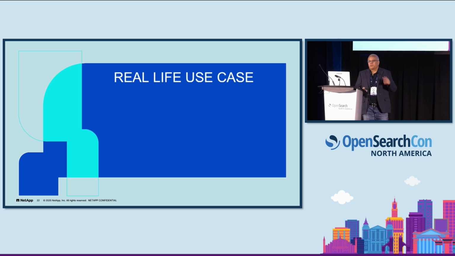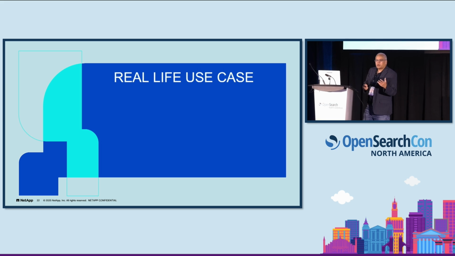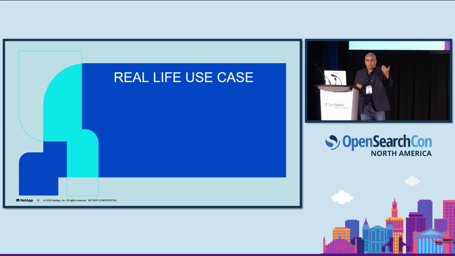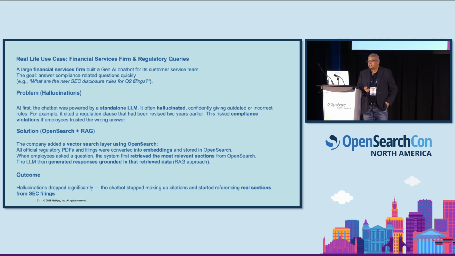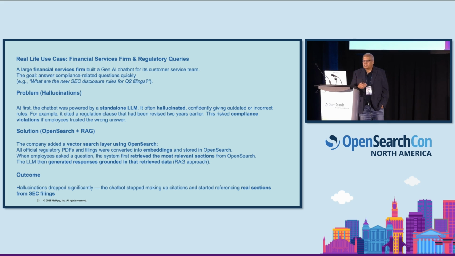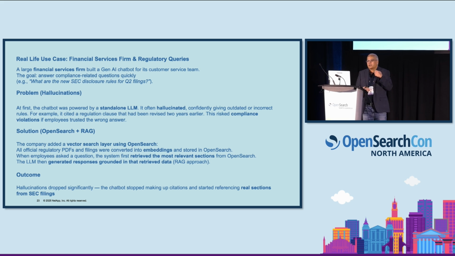So we talked about vector search, we talked about RAG, we talked about how we can combine vector search with the prompt and reduce hallucination. So here's a real-life use case. There was a financial firm, and they created a GenAI chatbot. The goal of the chatbot was to answer compliance-related questions quickly. For example, what are the new SEC disclosure rules for Q2 filings?